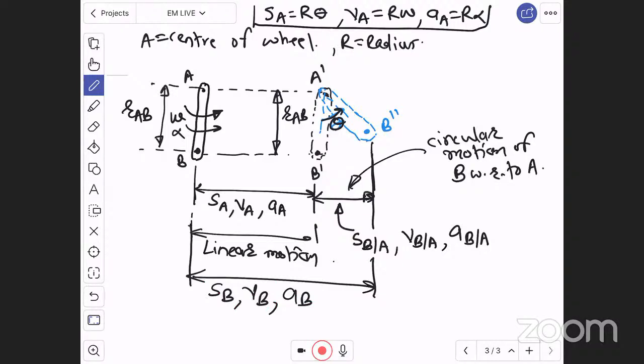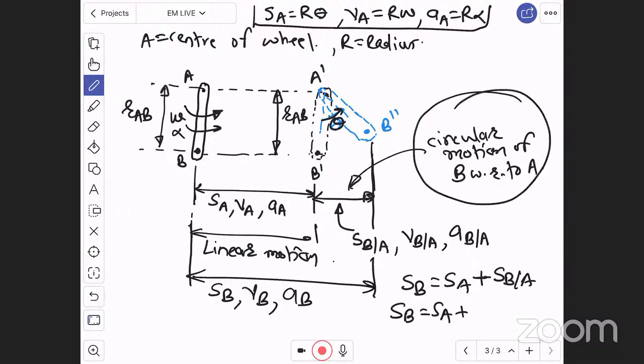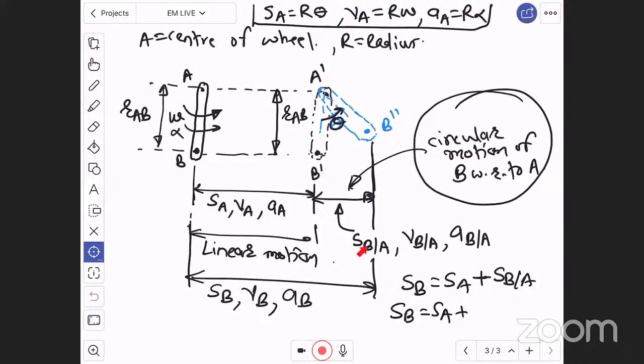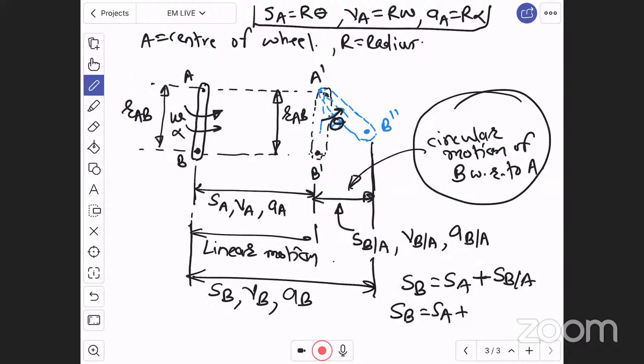Now this displacement of B is nothing but displacement of A as it is plus displacement of B with respect to A. Therefore, displacement of B is equal to displacement of A plus displacement of B with respect to A. Now, displacement of B with respect to A is a circular motion, and for circular motion, displacement is r theta, that is radius AB, distance AB into theta. This is displacement of B with respect to A.